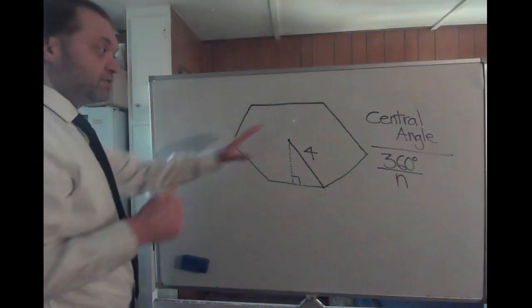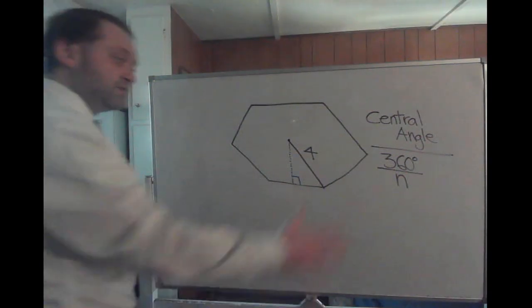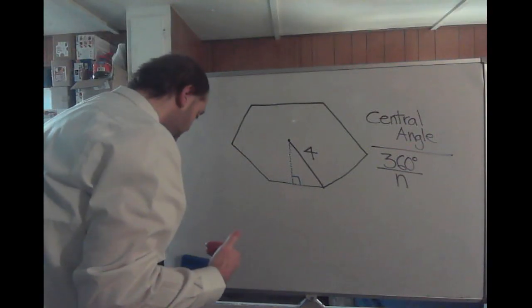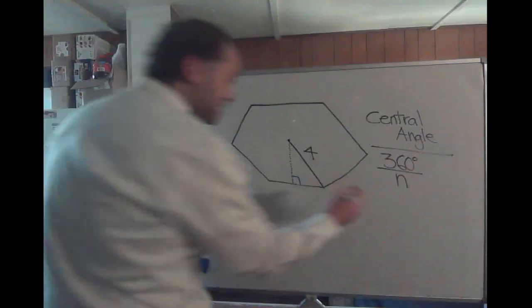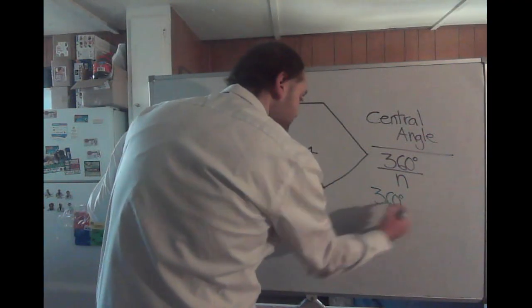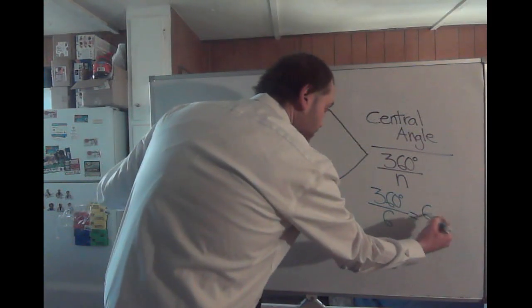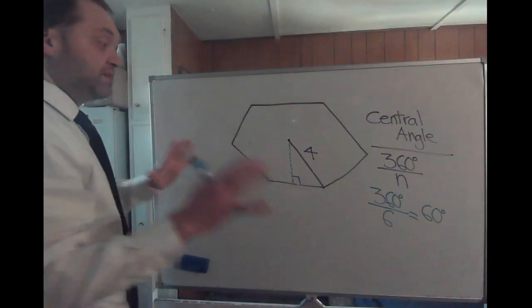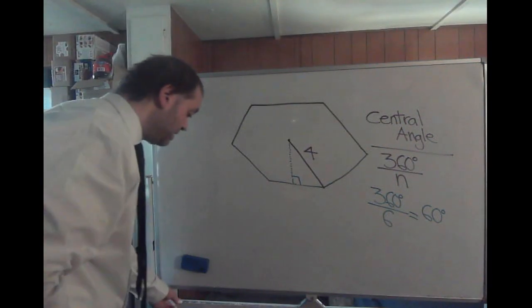You take 360 degrees, which is the measure of the circumscribed circle, you divide that by the number of sides of the polygon. So in this particular case, it's a six-sided figure. So it would be 360 degrees divided by 6 sides, which means your central angle is 60 degrees. Alright, so we found the central angle to be 60 degrees. That's great.